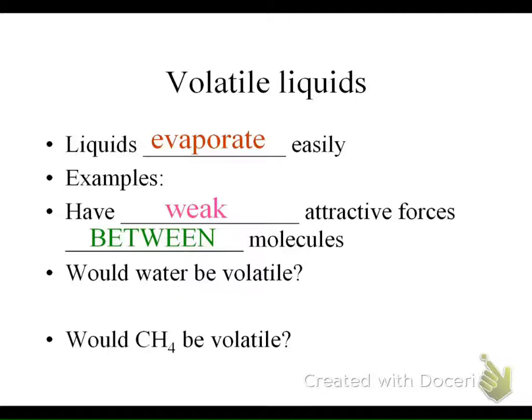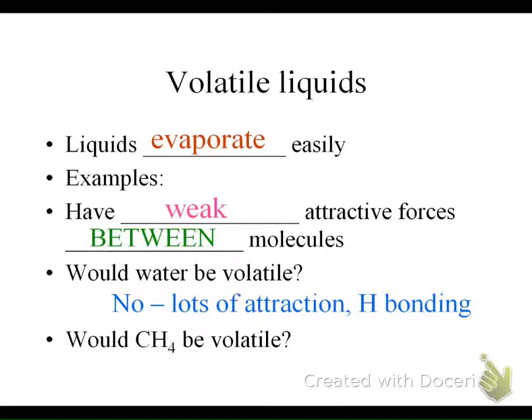If I've got molecules that have high intermolecular forces, like water, for example, it takes a lot of energy to boil water. So we're going to answer the would water be volatile question. So water would not be volatile because it has a lot of hydrogen bonding. It's got a lot of attraction. And you actually calculated that attraction in the first semester, and when we did our EOC practical, where we measured that the specific heat of water is 4.184 joules per gram degree Celsius.